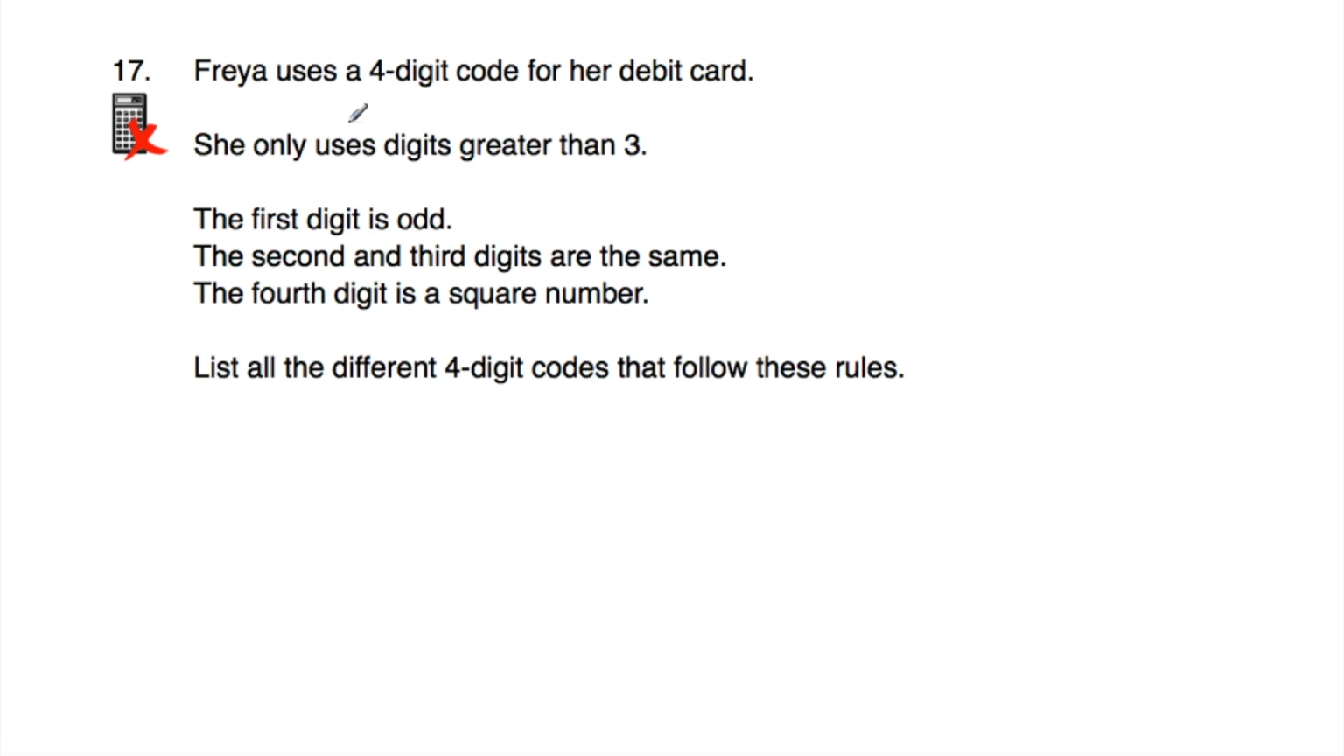So question number 17 says, Freya uses a 4-digit code for her debit card, and she uses only digits greater than 3. So she's not going to use a 0, a 1, a 2, or a 3. She's going to choose a 4, a 5, a 6, a 7, an 8, or a 9. So they're the digits she's going to use.